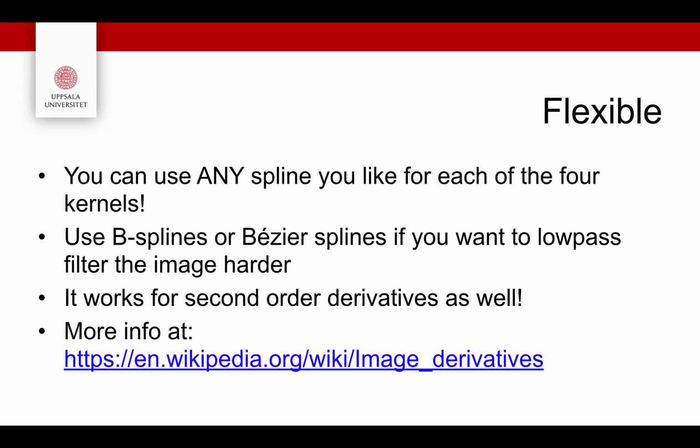So this means that you can use any spline you like for each of the 4 kernels. So you can mix. You can take B-splines, Bezier splines, if you want to sort of low-pass filter the image, and it works for the second order derivative as well.